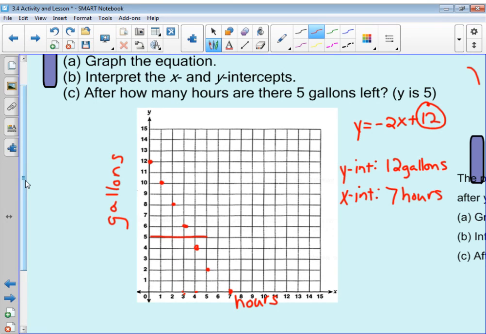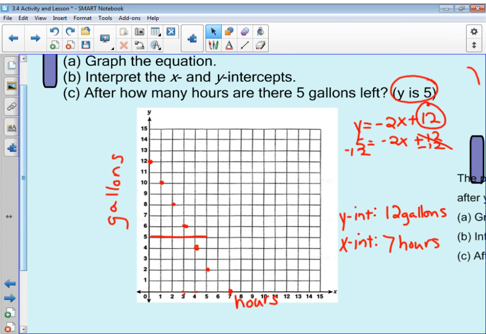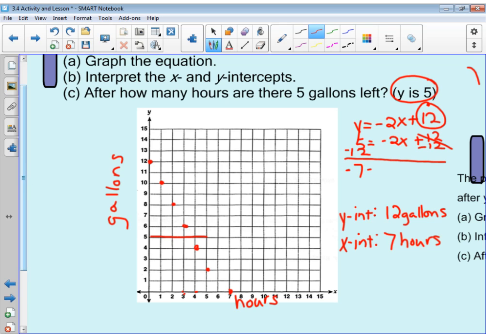So we know that it's got to fall in there somewhere. We're going to plug in 5 where Y is in this equation. So I get 5 equals negative 2X plus 12. So minus 12, minus 12. I now have, let's see, negative 7 equals negative 2X, so divide by negative 2. I just found out that X, which is our number of hours, equals 7 divided by 2, which is 3.5. So for letter C, it would be 3.5 hours.